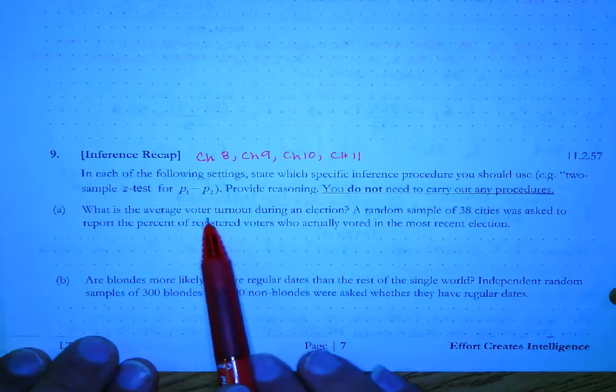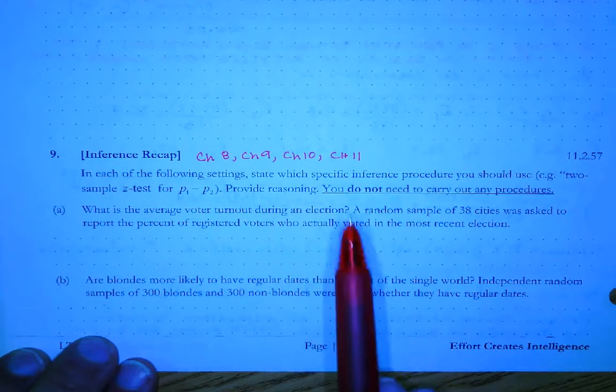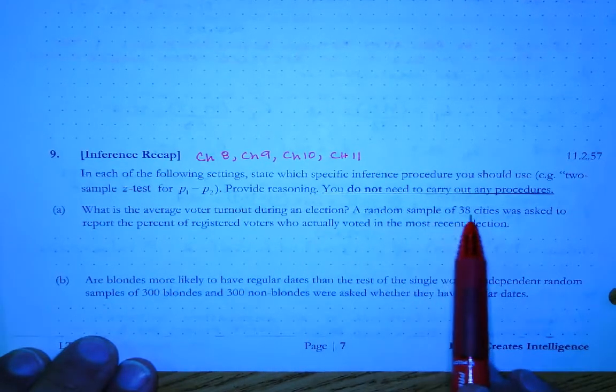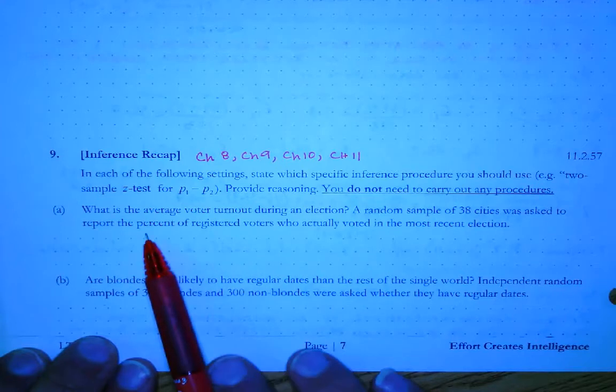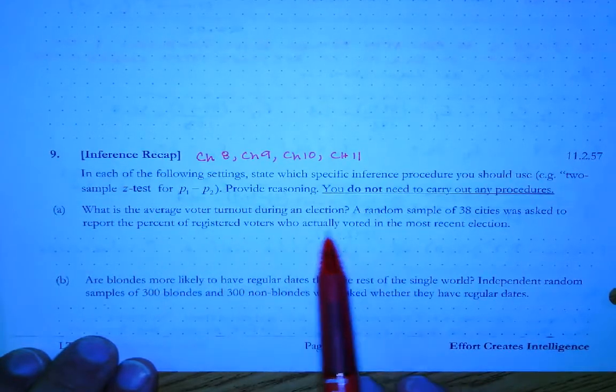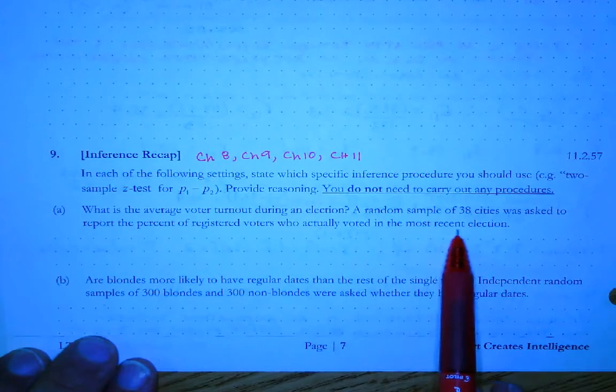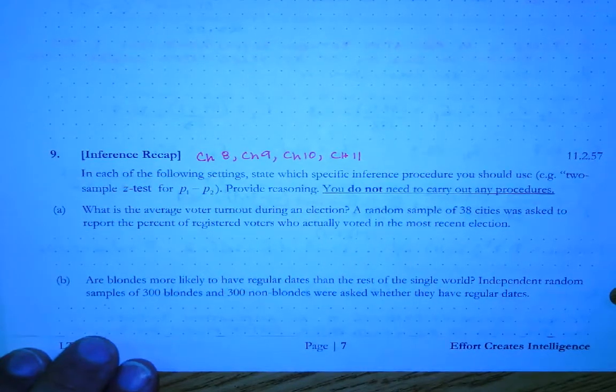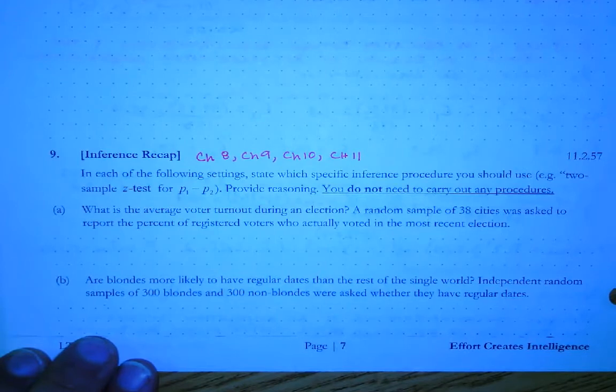What is the average voter turnout during an election? A random sample of 38 cities was asked to report the percent of registered voters who actually voted in the most recent election. Okay. What do you think would be the correct procedure, inference procedure to use here?